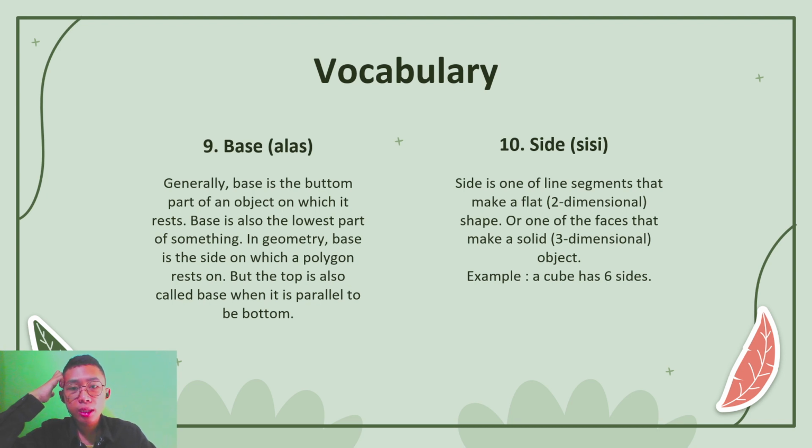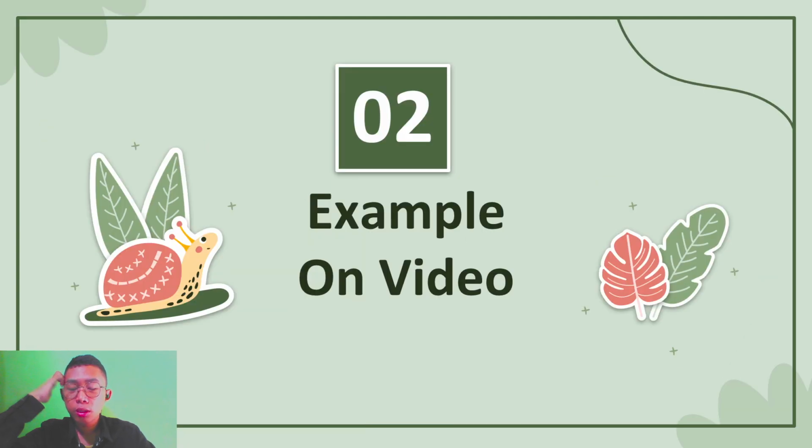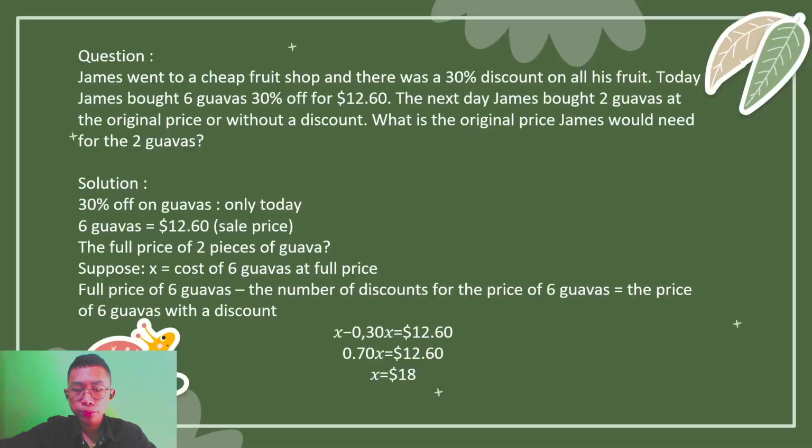Side, in bahasa is sisi. Side is one of the line segments that make up a flat or two-dimensional shape, or one of the faces of a solid or three-dimensional object. Example, a cube has 6 sides. So, I will explain an example in the video.